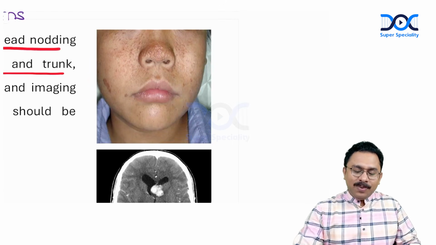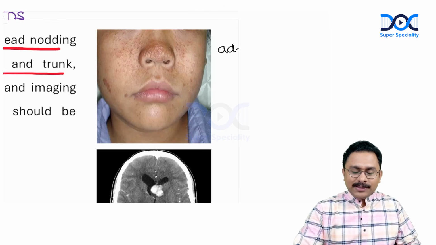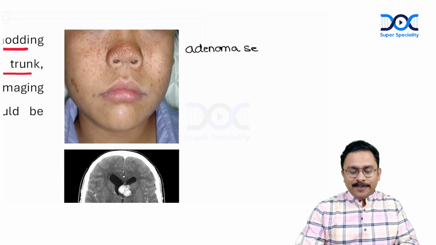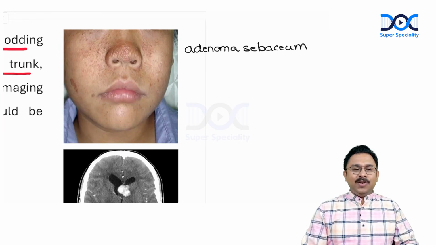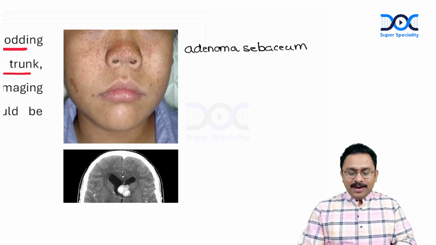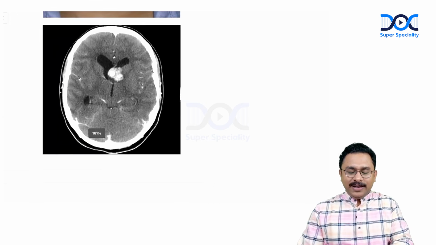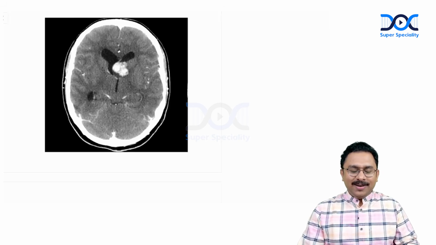This is probably adenoma sebaceum that I am seeing on screen. Yes, adenoma sebaceum. Right. And what is the CT finding? The contrast enhanced CT is being shown. I'm able to see a lesion which is hyperdense, which is close to the lateral ventricle, causing some sort of obstruction and a mild hydrocephalus.